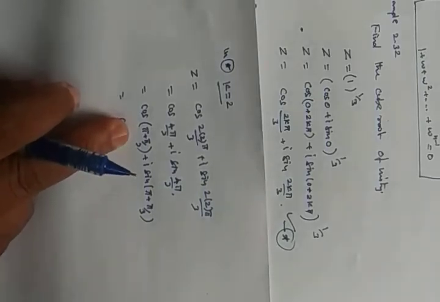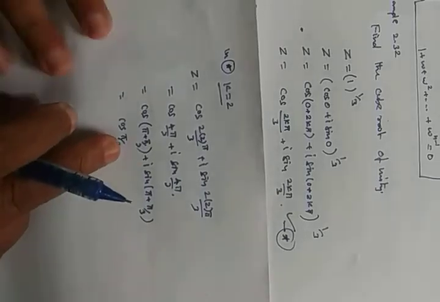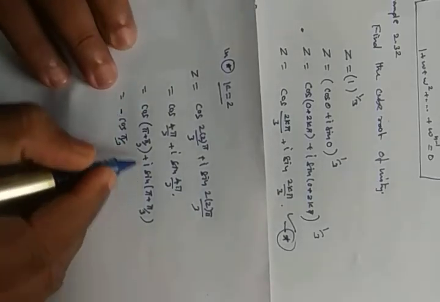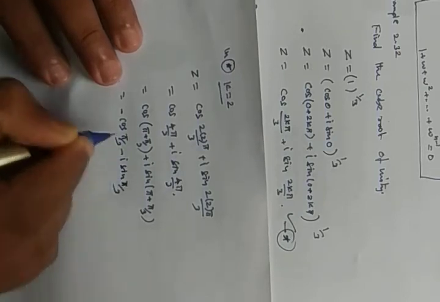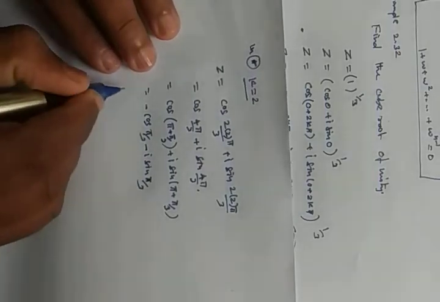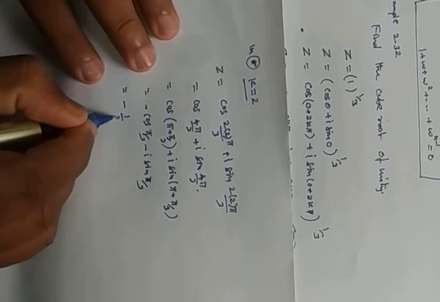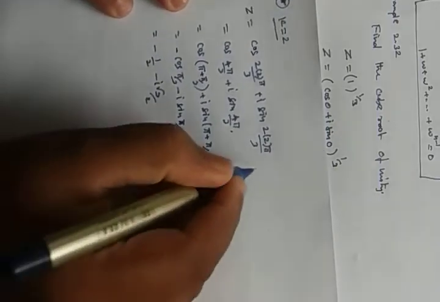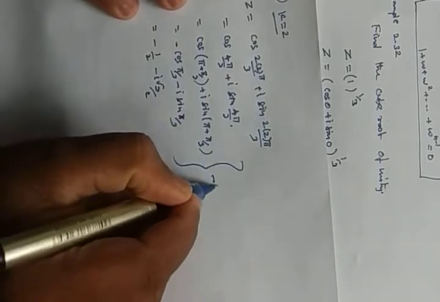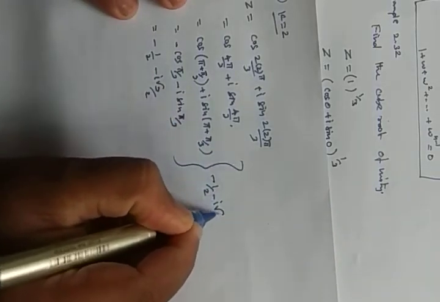So in the third quadrant, all silver T, tan alone is positive. So this also negative will come, this also negative will come, i sin pi by 3 will come. So again, pi by 3 is 60 degrees. As you know, cos 60 value is half, sin 60 value is root 3 by 2. So therefore we are getting here the value minus half minus i root 3 by 2.